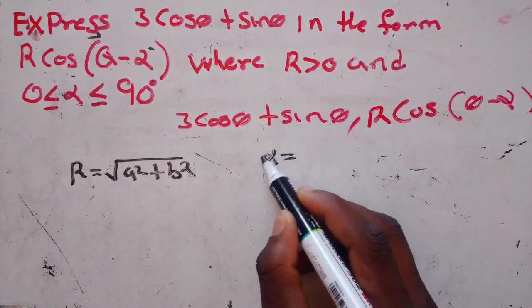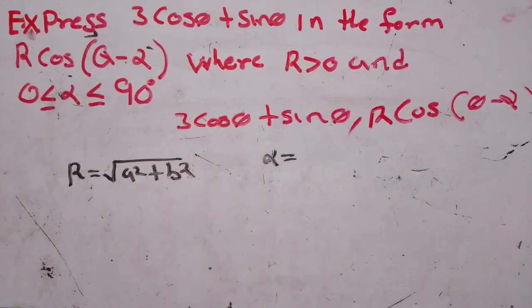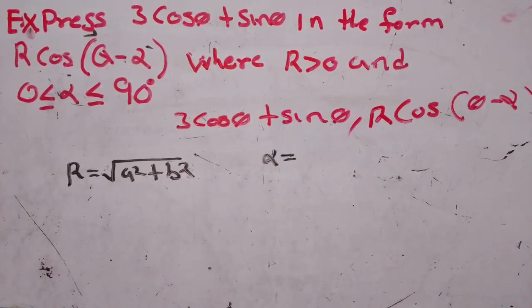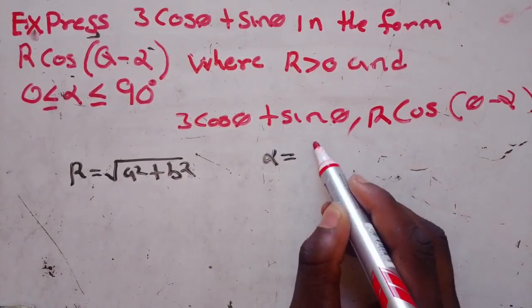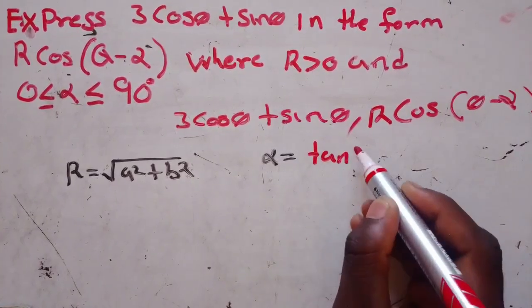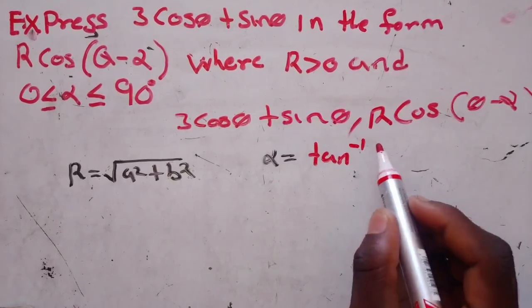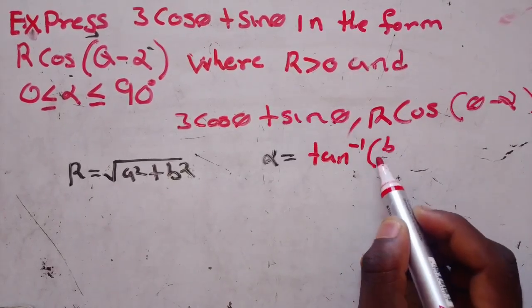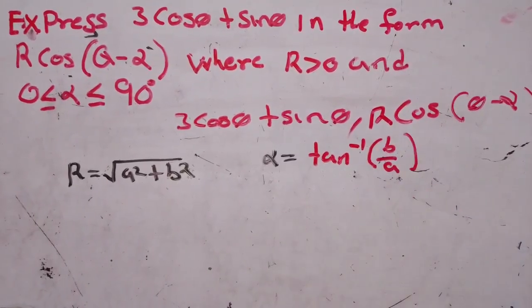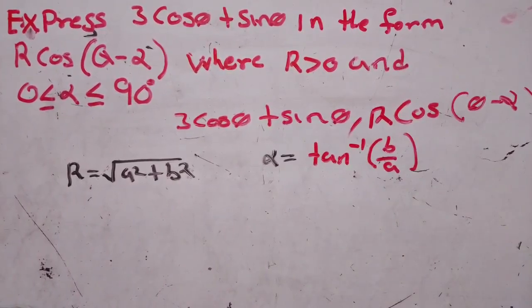The acute angle is given by the formula acute equals tan inverse of b over a. So this is the formula you use to find the acute angle. I've said that there are two things you need to find here: first the value of r, and also the acute angle. So let's now begin our procedure.